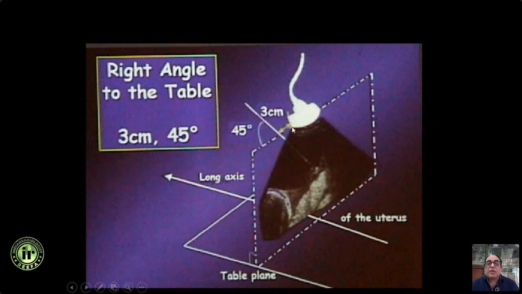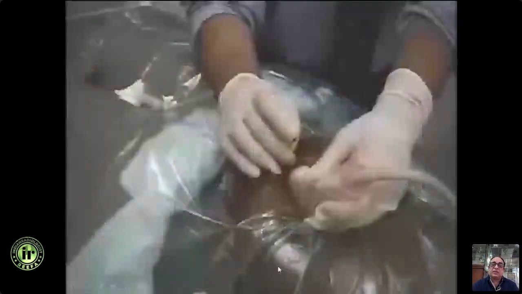The probe has to be perpendicular to the patient, and the patient is in long axis. You can do either in short axis or long axis, but what's most important is that the probe should be perpendicular and your needle should be at 45 degrees to the horizontal. And then you measure the distance to where the target is. So if your villus is at 3 centimeters deep, then you should be 3 centimeters away from the probe. So you must respect these principles.